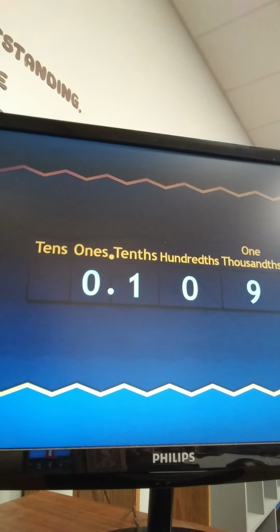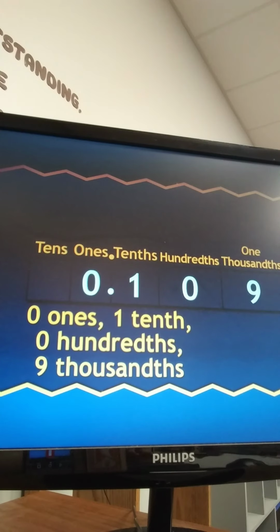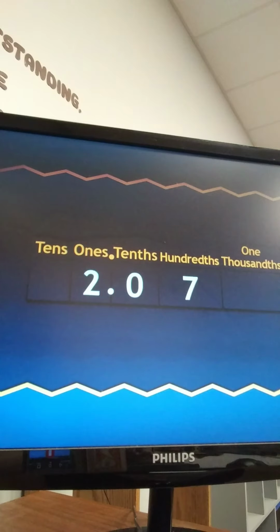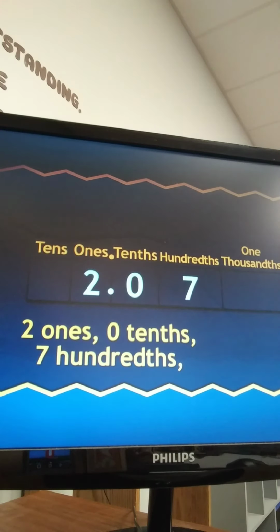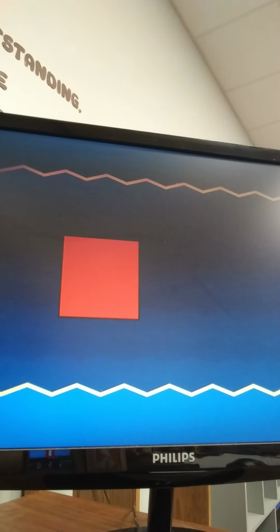109,000ths. 0 ones, 1/10th, 0/100ths, and 9,000ths. 2 and 7/100ths. 2 ones, 0/10ths, 7/100ths. 2 and 7/100ths.